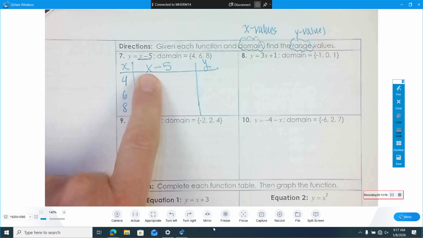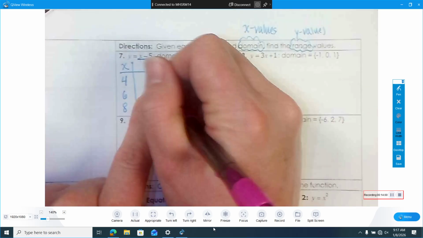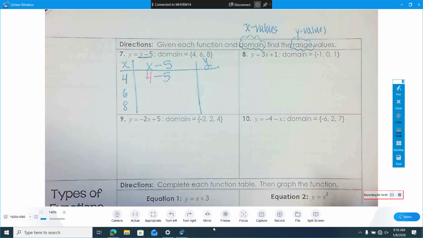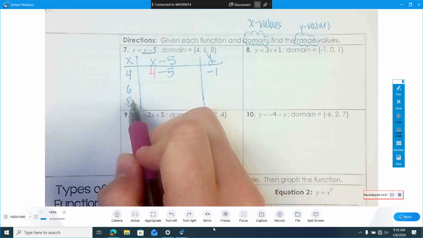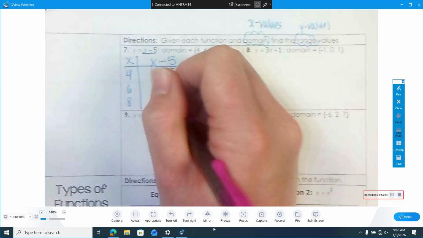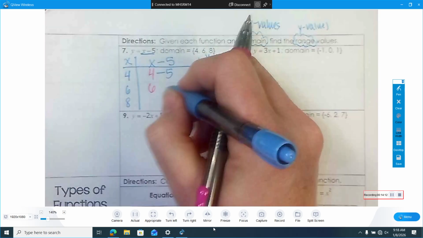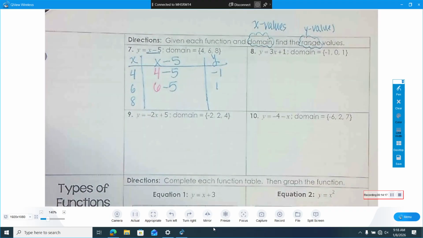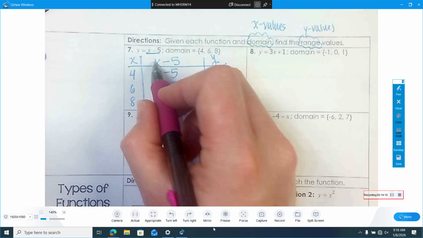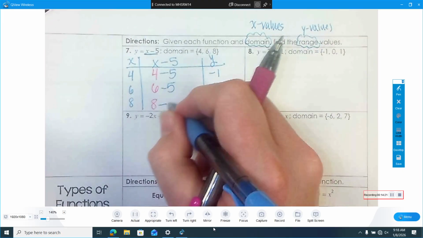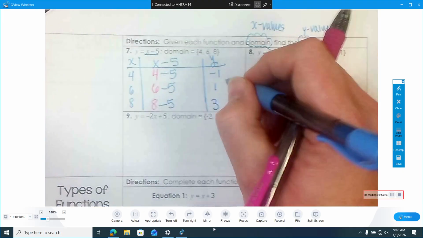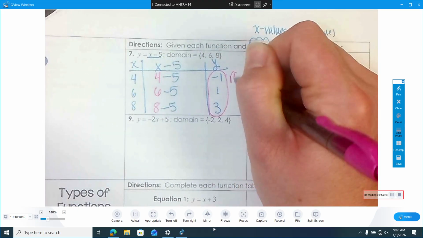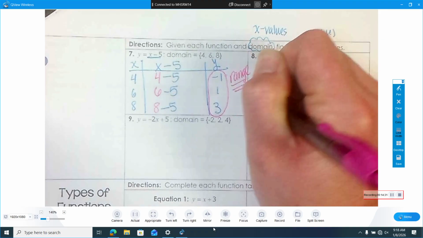What am I going to replace my x with first? 4. So we have 4, subtract the 5, what do we get? -1. Next, I'm going to plug in a 6. So I plug in a 6 and subtract 5. And what's 6 minus 5? 1. And last, I get to plug in an 8. So 8 instead of the x, and then a -5, and we get 3. So right here, these y values are the corresponding range values.